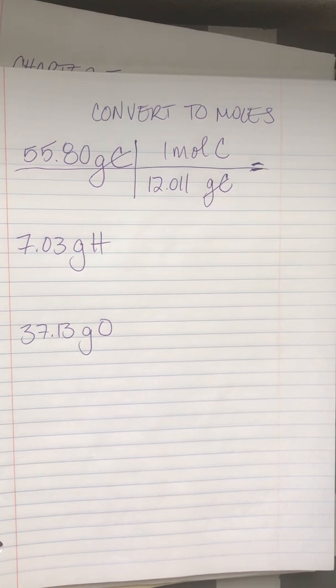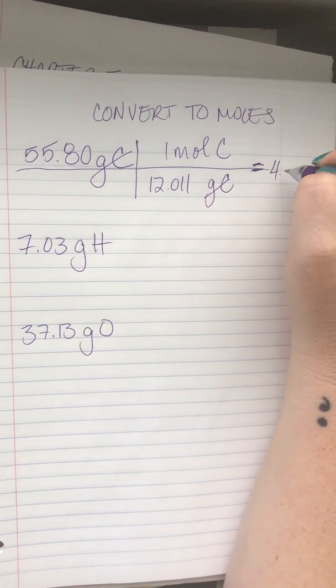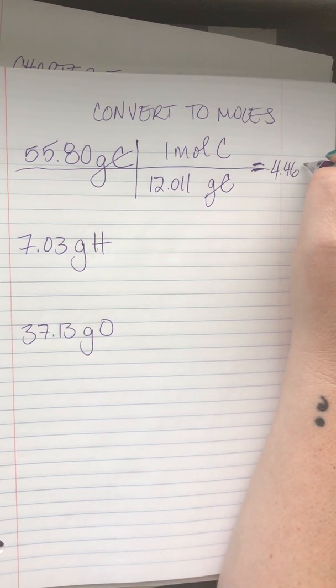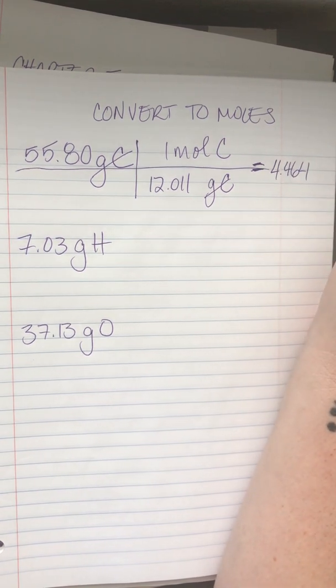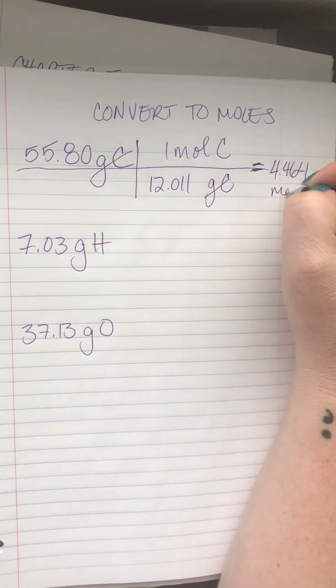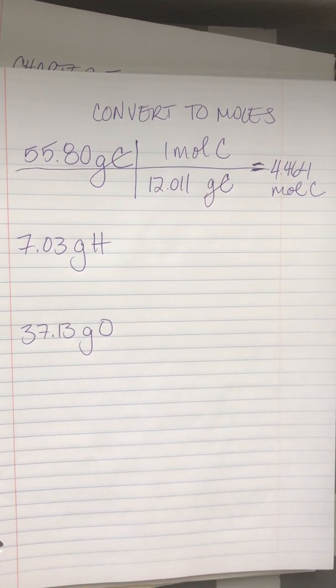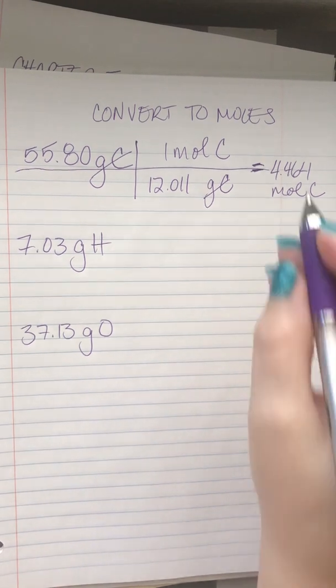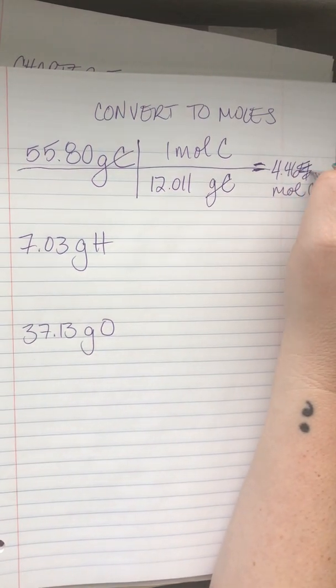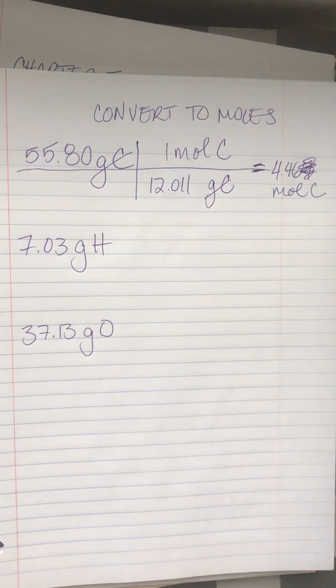So what do we get? 4.646. Like that? Did I do it? Cool. And the units are moles of carbon. Okay? I think it's 4.646. Okay, well let's just do that because I don't like more numbers.